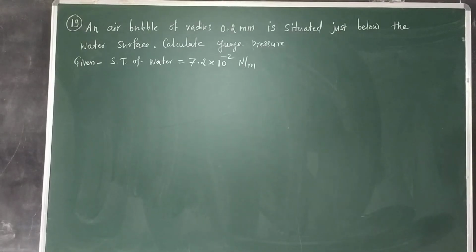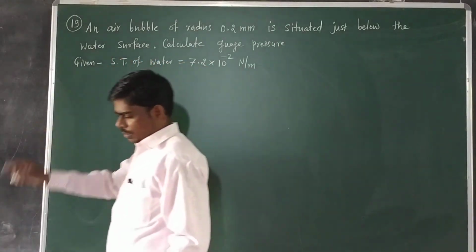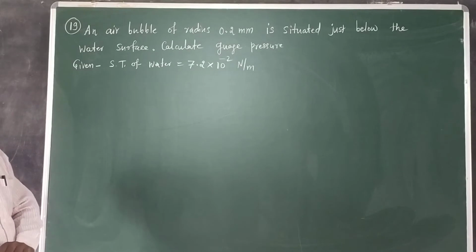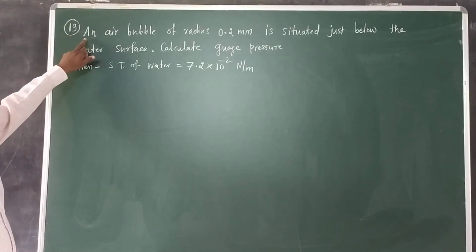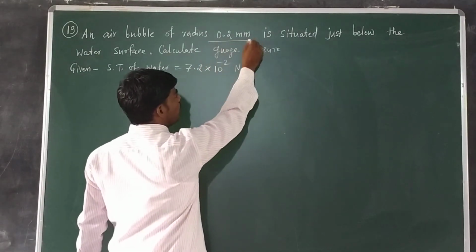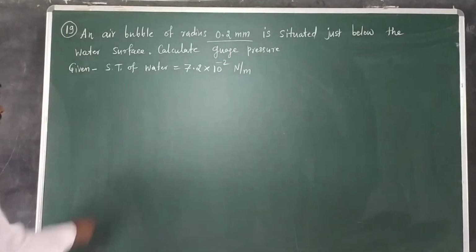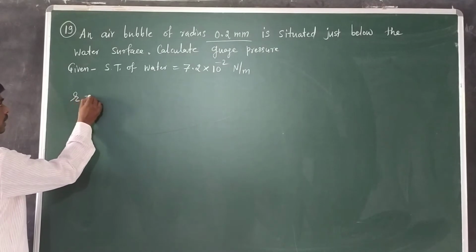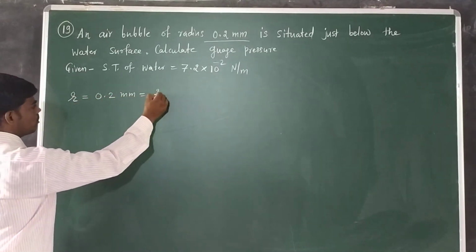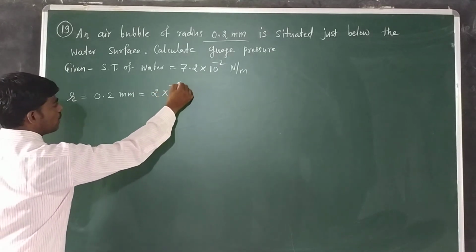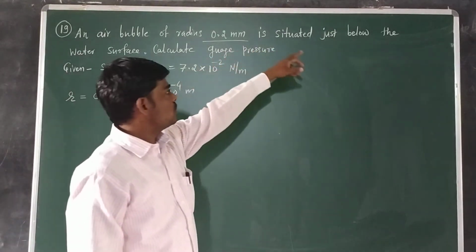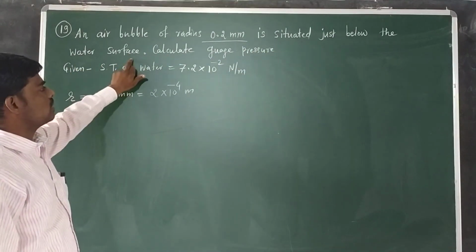This is problem number 19 from chapter Mechanical Properties of Fluid from Maharashtra State Board book. Problem number 19. An air bubble of radius 0.2 mm. Radius of air bubble is given to you. It is 0.2 mm. That means it becomes 2 into 10 raised to power minus 4 meter. Is situated just below the water surface.